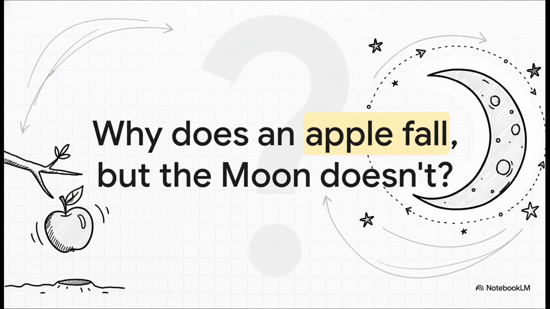So let's start with a classic question, one that stumped people for centuries. We've all seen an apple fall from a tree, right? It just drops straight down to the ground. But then you look up at night, and the moon is just hanging out up there. So what gives? Why does one fall while the other one seems to float?